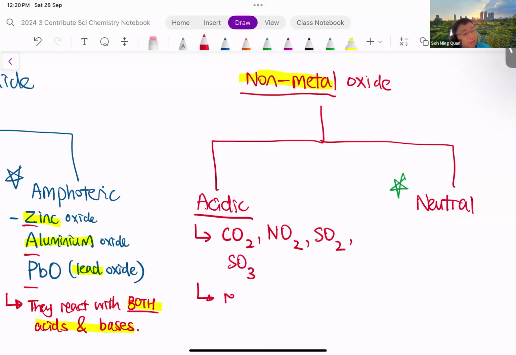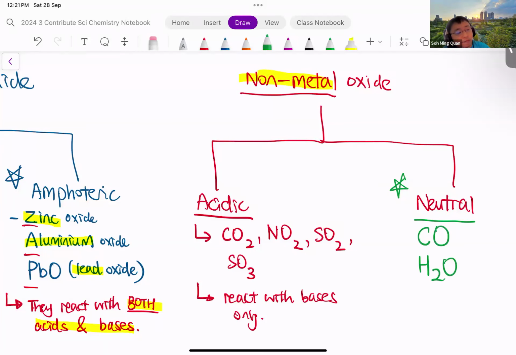Why are they acidic? Because they react with bases only. So we say acid reacts with base. Acid cannot react with acid. Okay? So CO2 will only react with base. Now, this is the majority of non-metals. The majority of non-metal oxides are acidic. So now we come to the exceptions. There are very few non-metal oxides which are neutral.